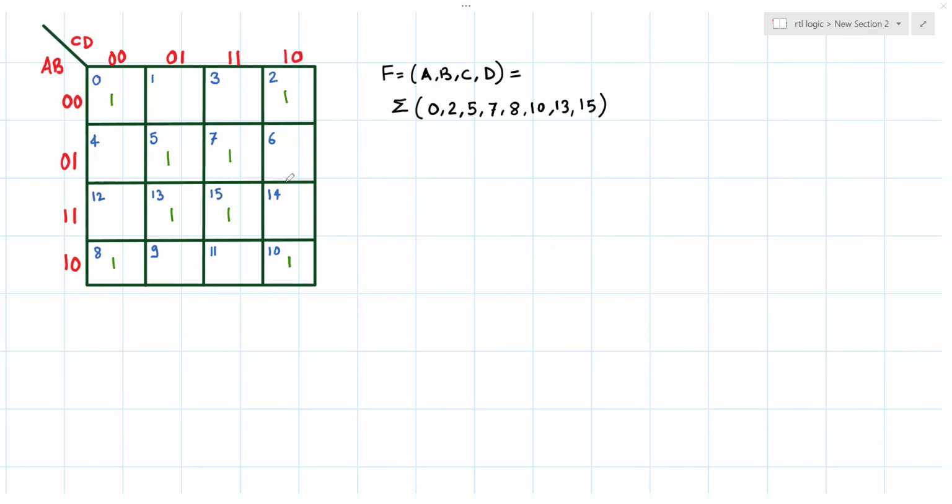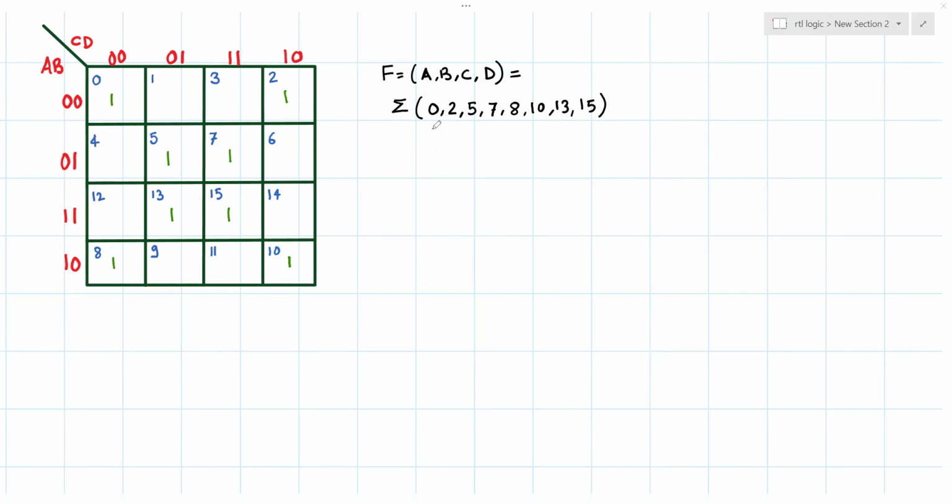Now, let us have a look at this example. There is a function given, f equal to, in the parentheses, A, B, C, D. So this is a function of four variables, and it has a value equal to the summation, sum of, in the parentheses, 0, 2, 5, 7, 8, 10, 13, 15. All these are called min terms.